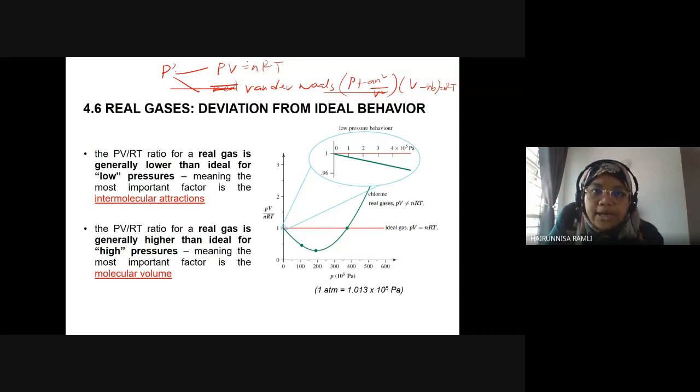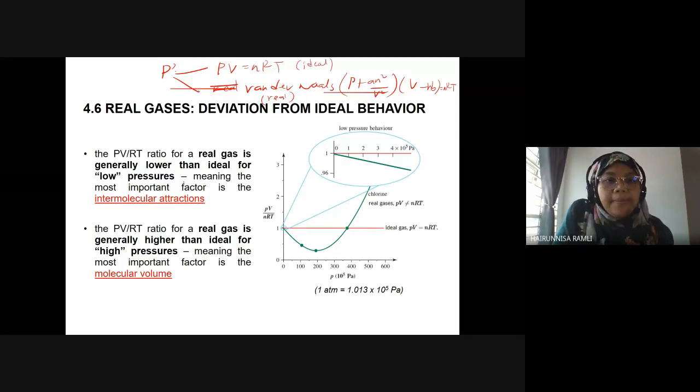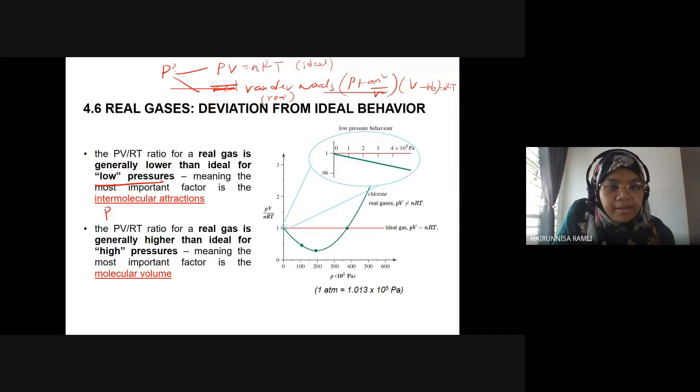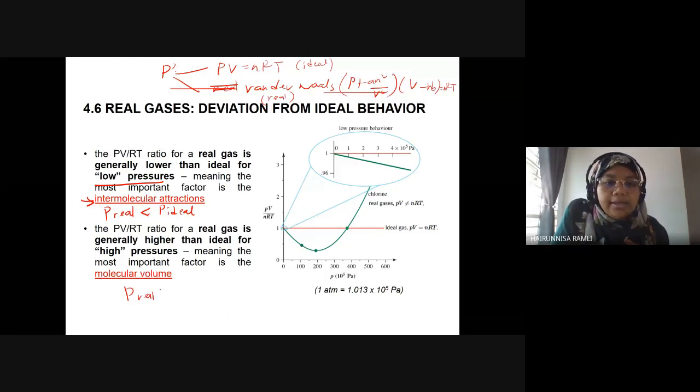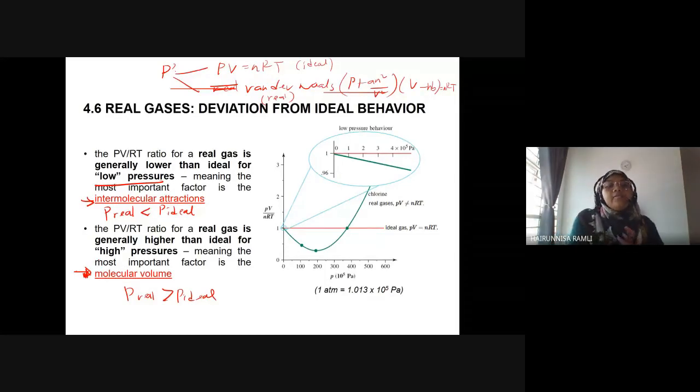Okay, cuma kalaulah you dapat, so this is for real kan? This one is for ideal. Okay, kalaulah you dapat P real is less than P ideal. Okay. The most important factor is based on the intermolecular forces or intermolecular attraction. Tapi kalau you dapat P real, value of P yang you kira tu is higher than P ideal, the most important factor is the molecular volume. Meaning that factor dari segi volume of the particle tu lebih significant.